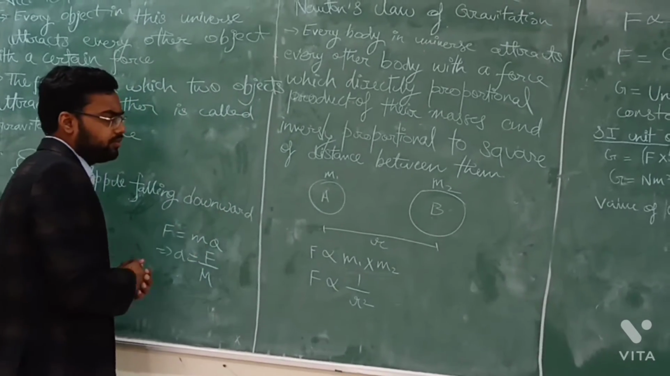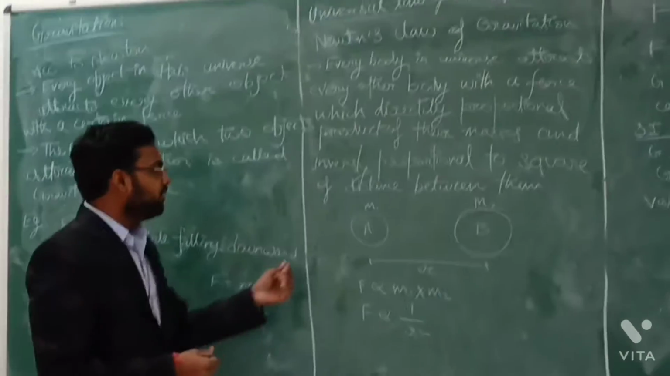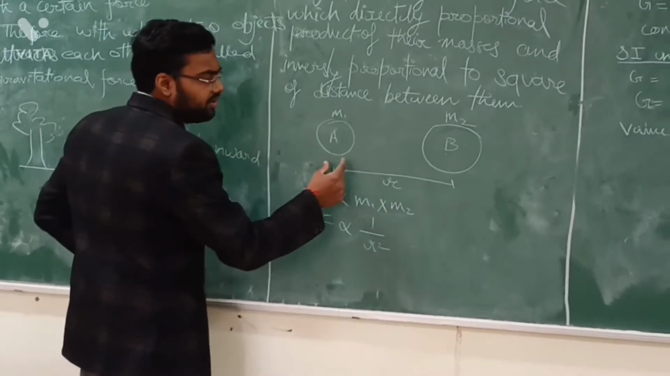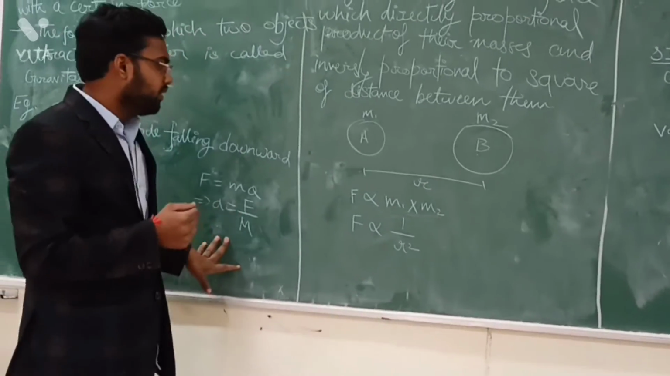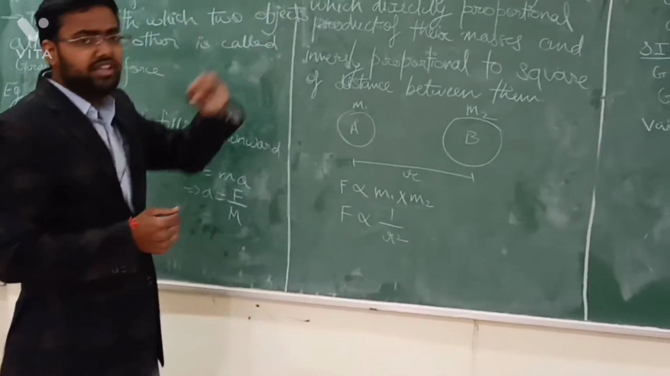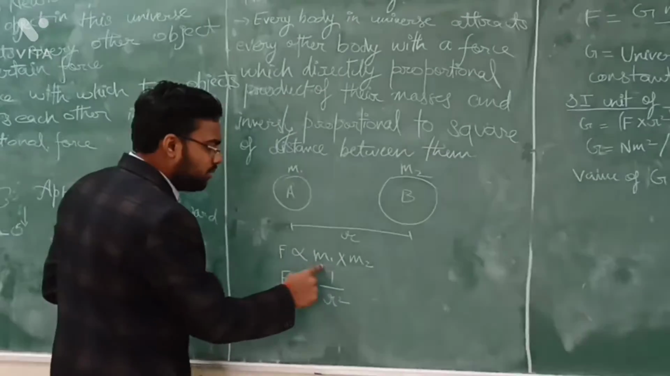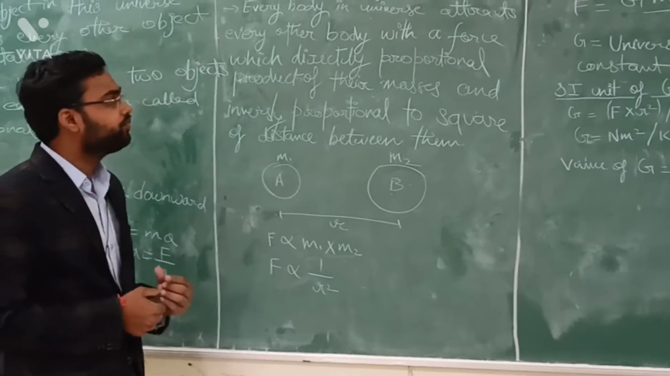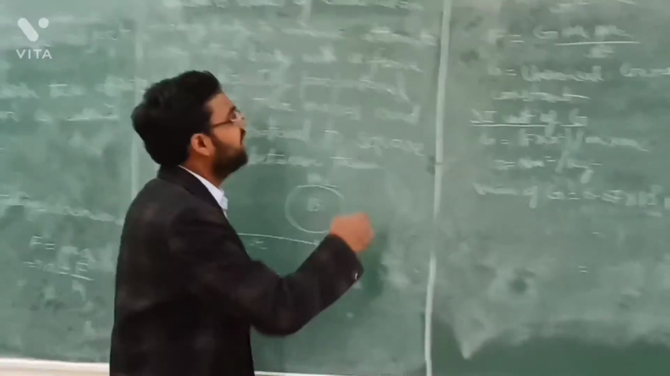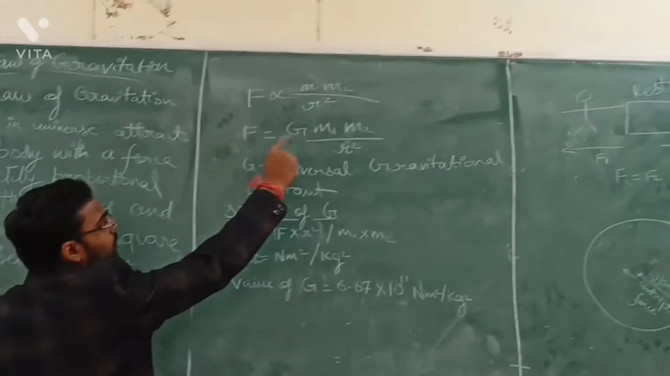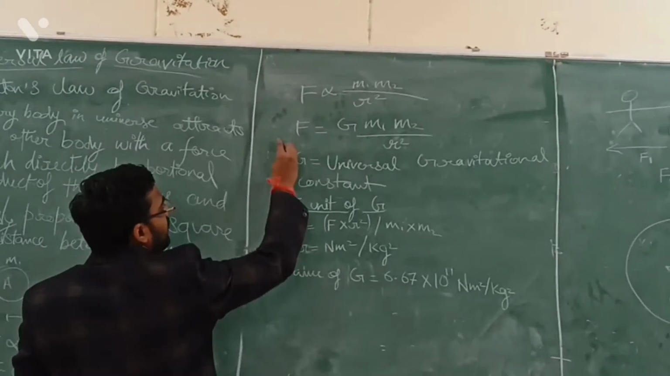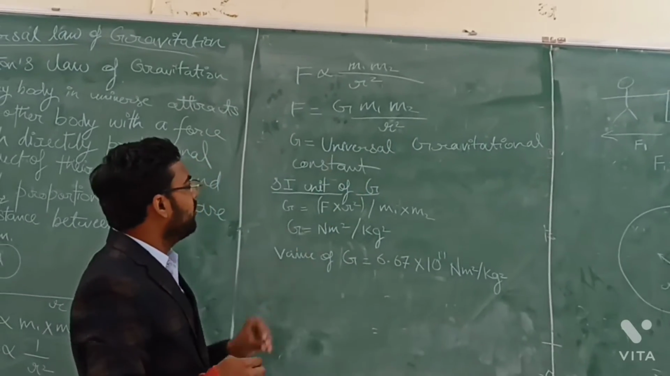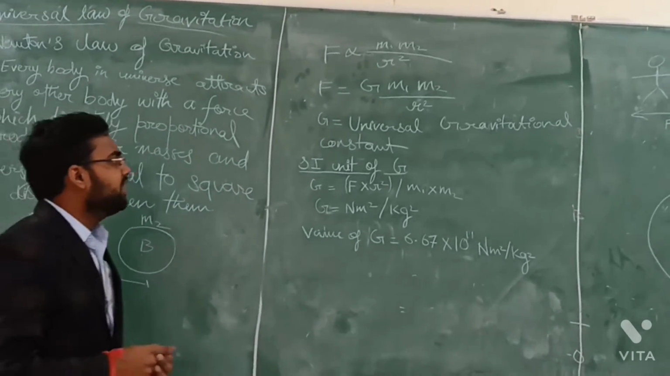Suppose here are two objects A and B with masses M1 and M2, and the distance between their centers is R. Therefore, according to the law of gravitation, F is directly proportional to M1 into M2 and F is inversely proportional to the square of distance between them. On combining these two equations, we have F is proportional to M1 into M2 upon R square. Therefore, F is equal to G M1 into M2 upon R square, where G is called universal gravitational constant.